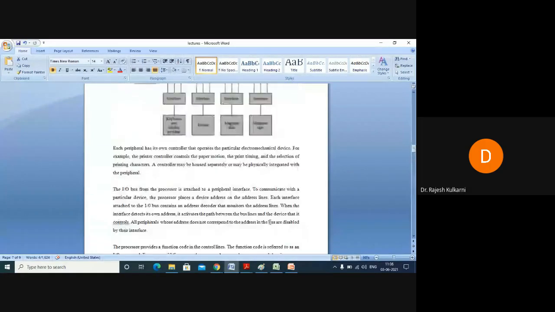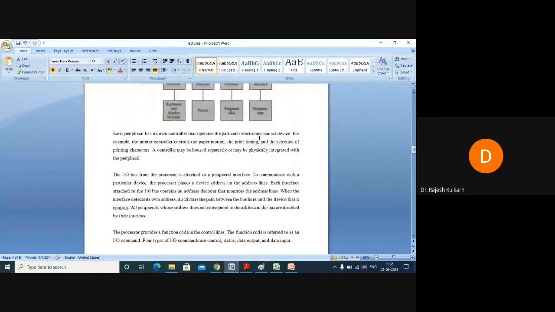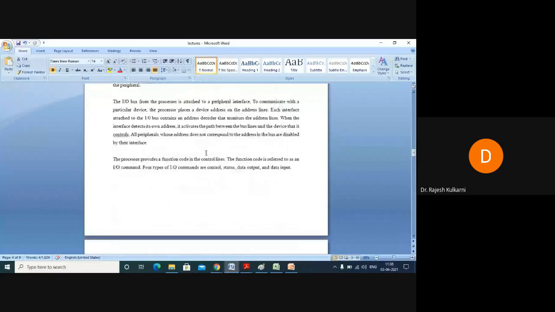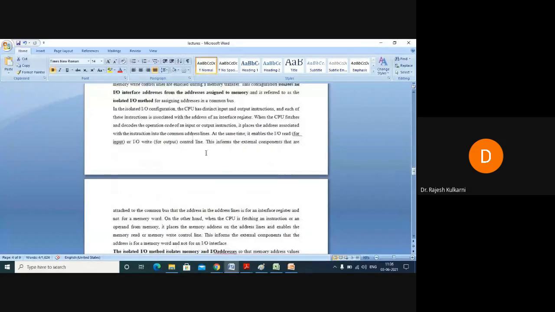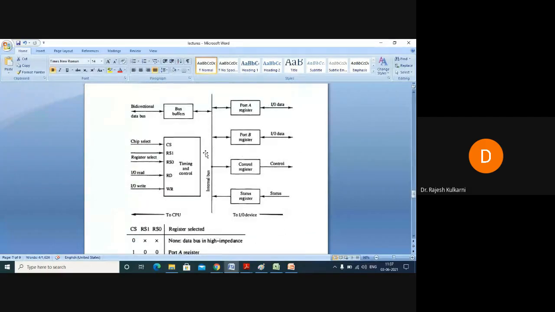Let us try to recollect our IO interface unit also. This is our input output interface unit: interface for keyboard and monitor, interface for printer, interface for disk, interface for tape. The CPU is communicating with this interface unit through the input output bus, which has separate data, address and control lines. The example interface unit is mentioned in your prescribed syllabus book by Morris Mano, and this diagram is taken from it.